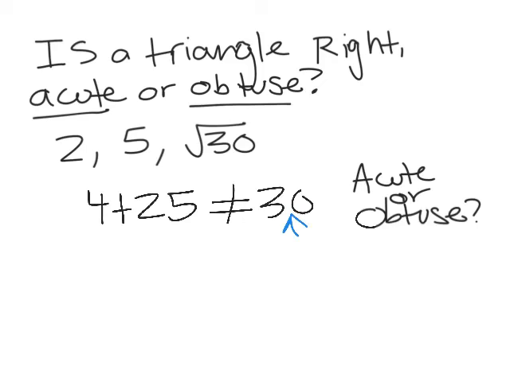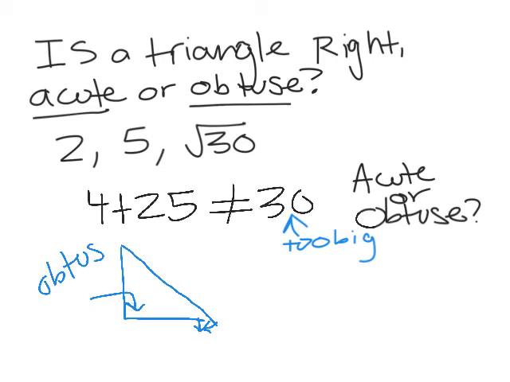So this 30 right here, is that too big or too small? It's too big, right? So picture a triangle that's trying to be a right triangle, but the hypotenuse is just a little bit too big. In order to make that a right triangle, you would have to kind of smush it in this way and smush this one down that way until they met. And so that would make it an obtuse angle, which means that 4 plus 25 was less than 30, and that makes it obtuse.